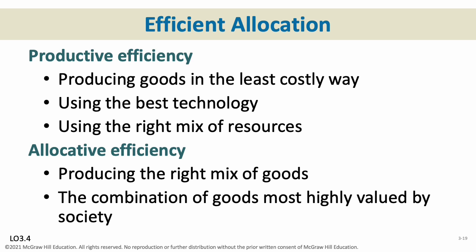You can have productive efficiency without allocative efficiency. You could be the world's best producer of VCRs or 1970s bell-bottom pants, but if we don't have any demand for them, we're not operating in an allocatively efficient manner. We're not making the proper mix of goods and services.